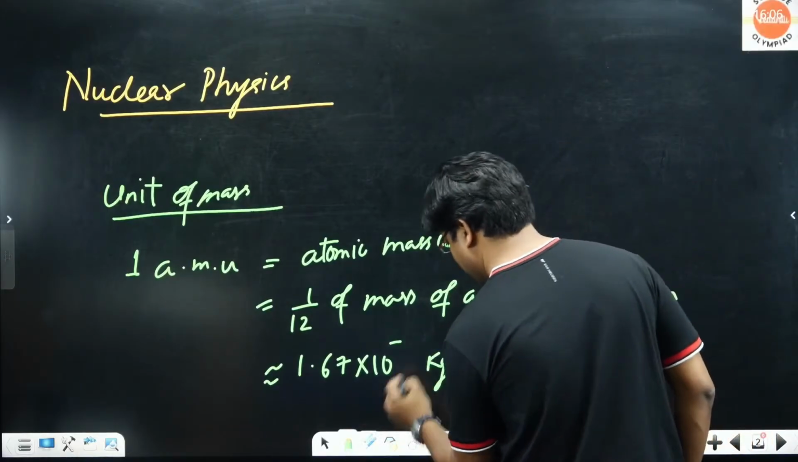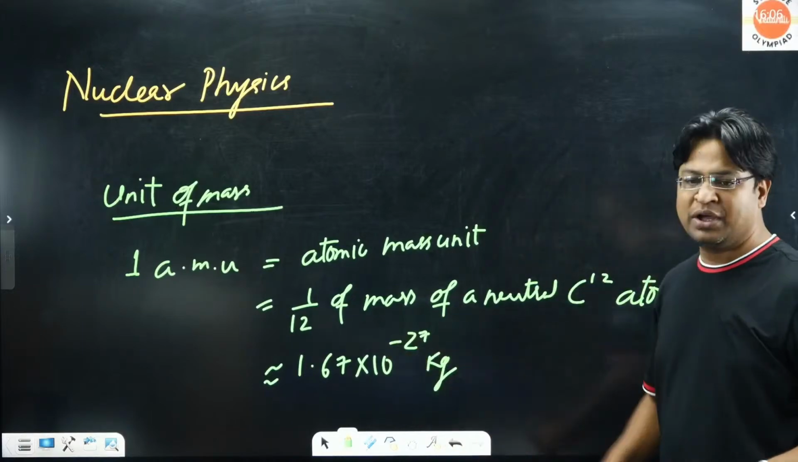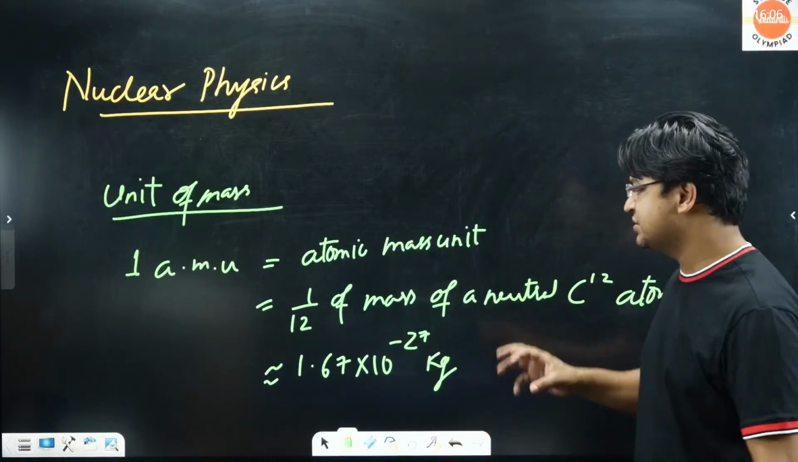27 actually. I wrote it incorrectly. So 1.67 into 10 raised to minus 27 kg, that is 1 AMU.